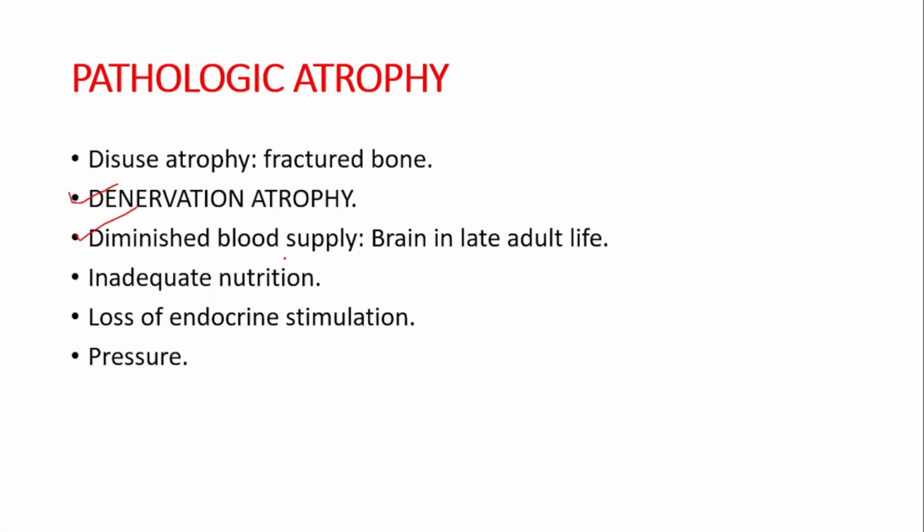And diminished blood supply is seen in the brain in adult life, that is old age. In arterial occlusive diseases, there is a gradual decrease in the blood supply, finally leading to atrophy. An example is the brain. The brain undergoes atrophy due to atherosclerosis developing in old age, and it is called senile atrophy.